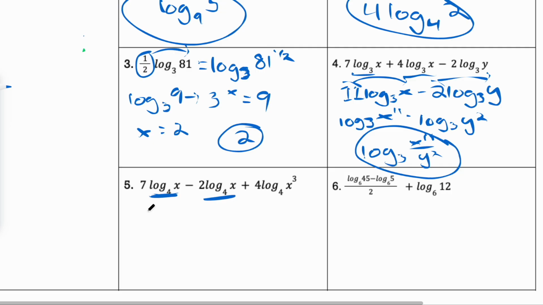Well, since we have a like term, we can just do 7 minus 2, 5 log base 4 of x. Now from here we still have this plus 4 log base 4 of x to the 3rd.